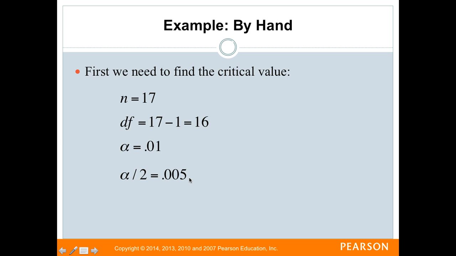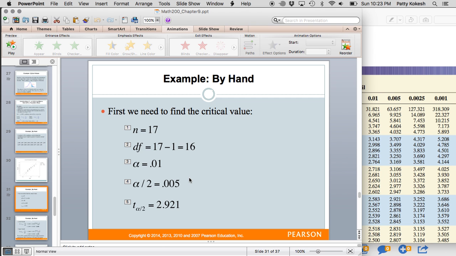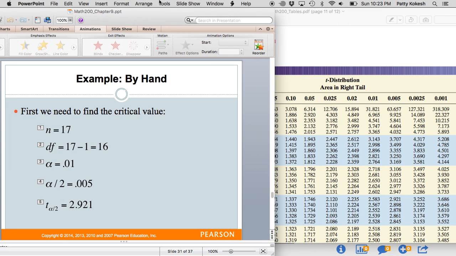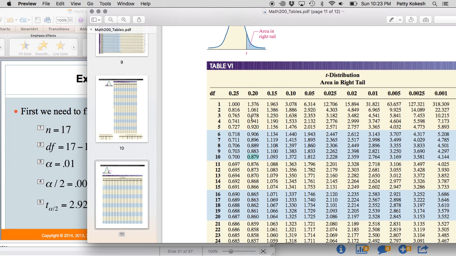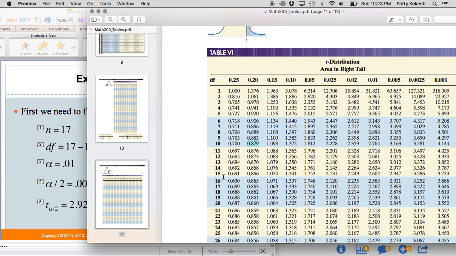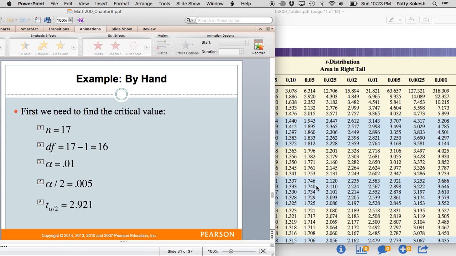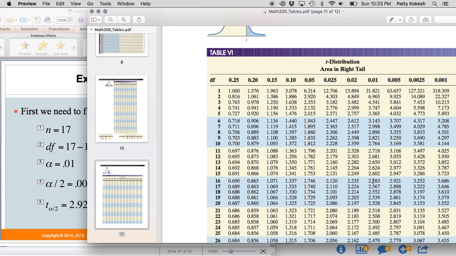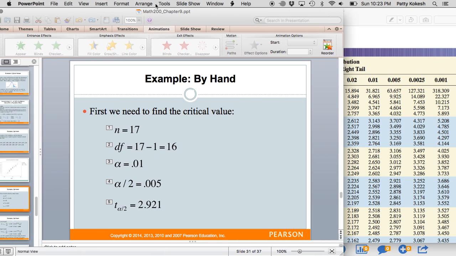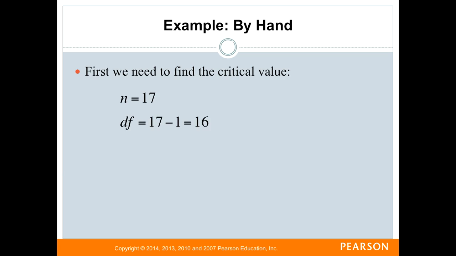So in order to find the critical value, I just need to go to my table, and I'm going to pop open this table again. I have 16 degrees of freedom, so I'm going to go down here to 16, and I wanted 0.005, so if I work my way over, 0.005 is up here, 16 is down here, so my critical value is 2.921. So that is going to be my critical value that I have right here.